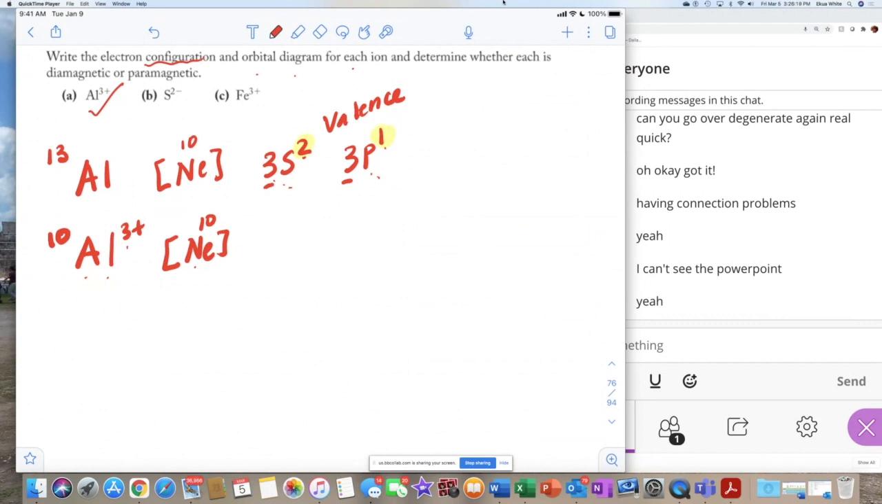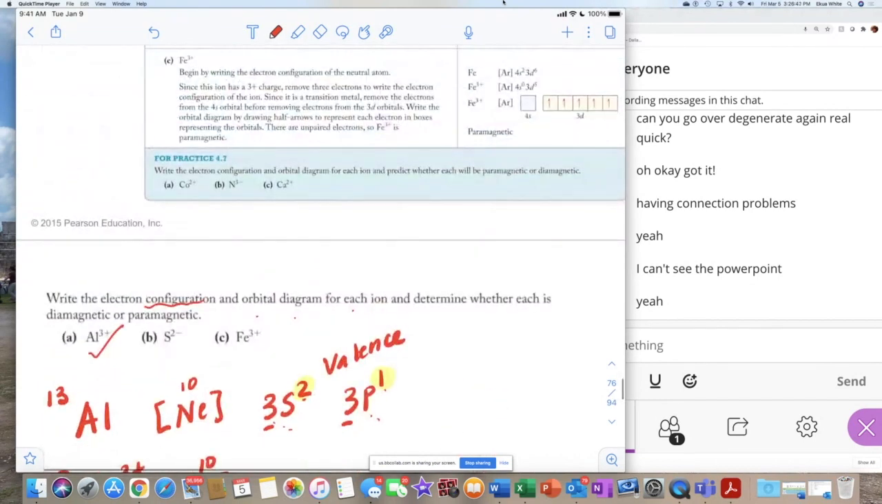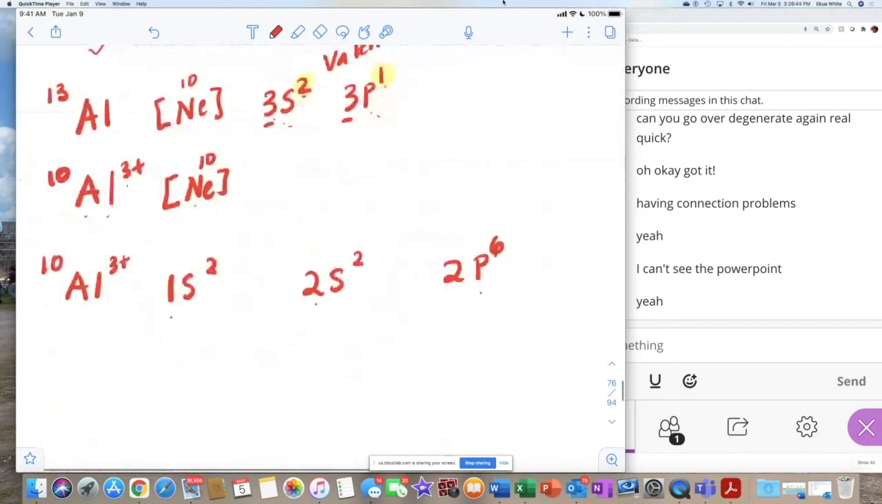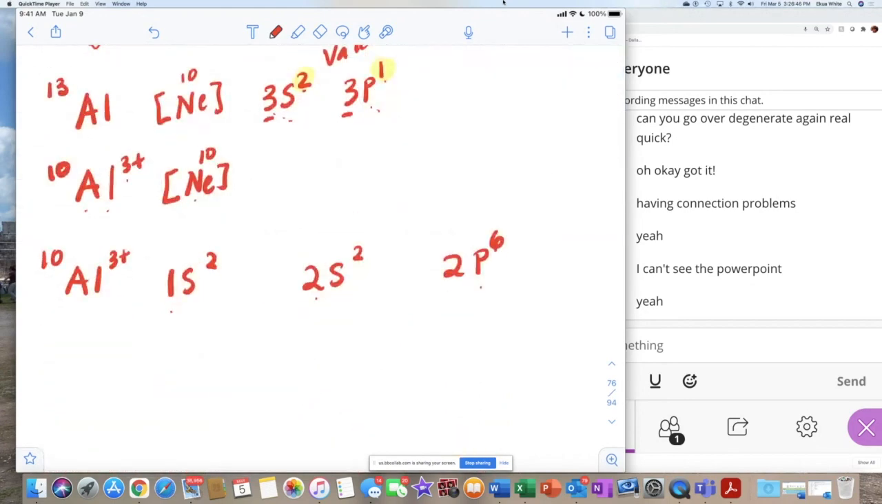Because I'm going to draw it for all 10. They draw it for the last. So when aluminum ion only has 10 electrons, the configuration is 1s2, 2s2, 2p6. This is all we have left. 1s2, 2s2, 2p6. This is the configuration. So technically, I've finally written the first part. Okay, the full configuration. I didn't do the shorthand.